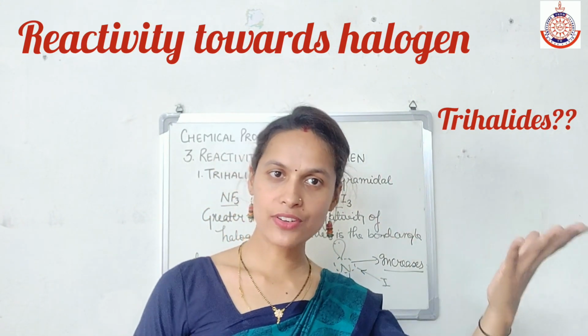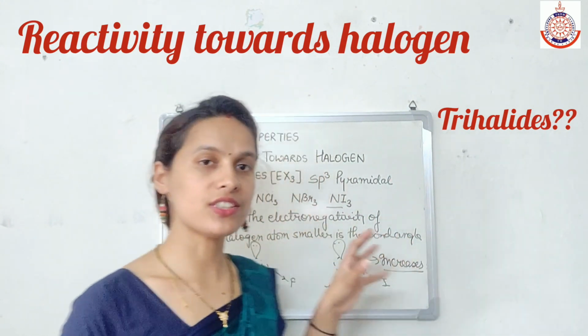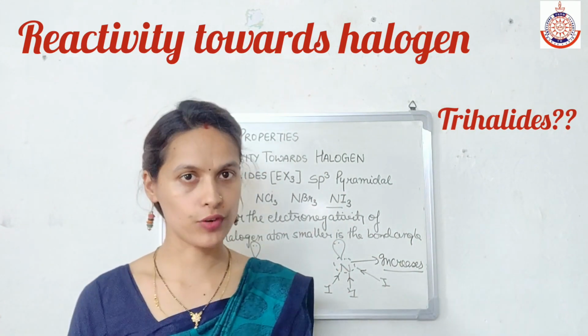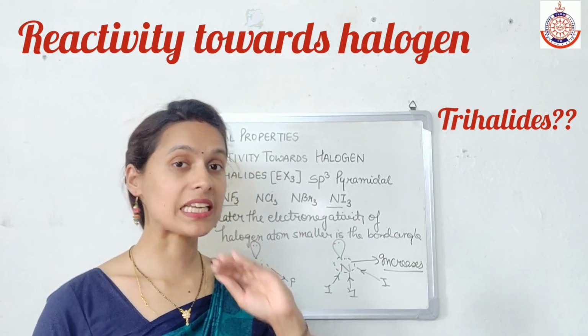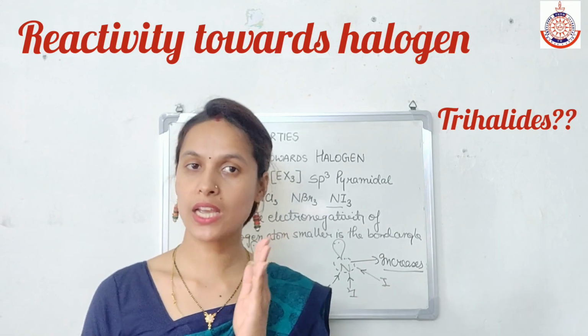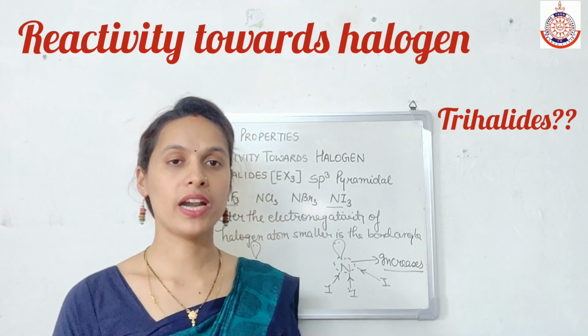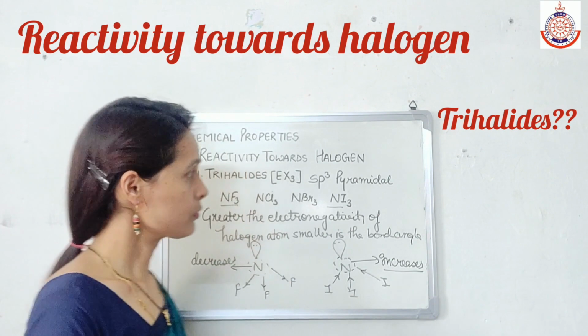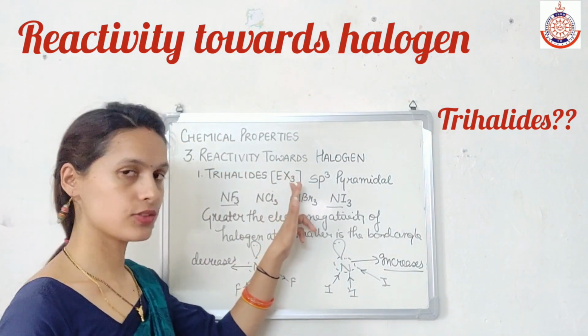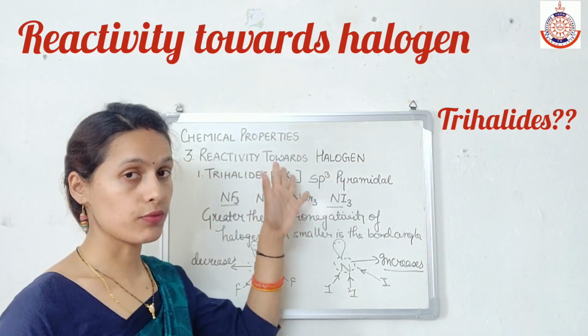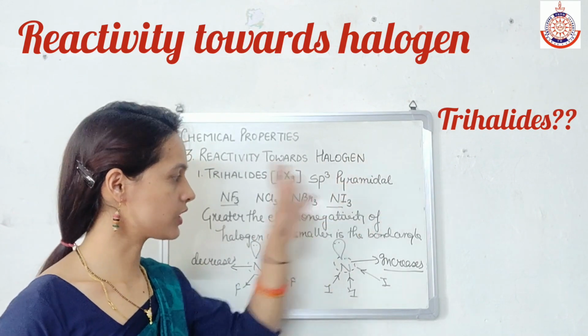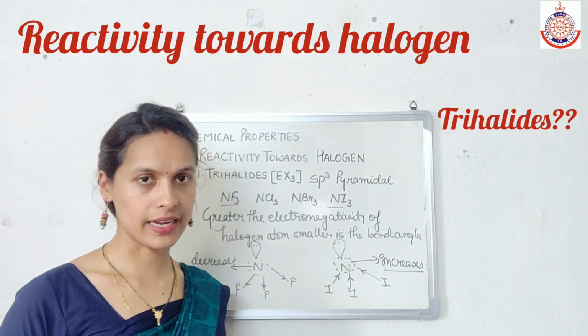Clear? In trihydrides, the concept is different. In trihalides, with increase in the electronegativity of the halogen atom, our bond angle decreases. So, trihalides: structure, formula, hybridization, shape, and the bond angle.